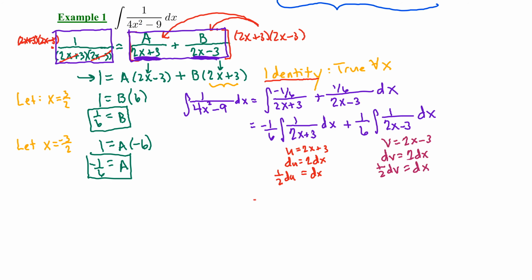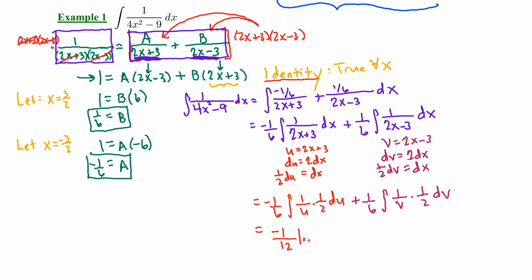So now in terms of u, the first integral becomes -1/6 times the integral of 1 over u times 1/2 du. And the second integral is 1/6 times the integral of 1 over v times 1/2 dv. You will recognize both of those integrals as having a natural log for the antiderivative. Now, combining our constants, we have -1/6 times 1/2. That's going to give me a coefficient of -1/12, and the antiderivative is the natural log of the absolute value of u. A similar procedure occurs on the second integral. 1/6 times 1/2 is 1/12, and the antiderivative is natural log of the absolute value of v, and we can go ahead and add our constant of integration here.